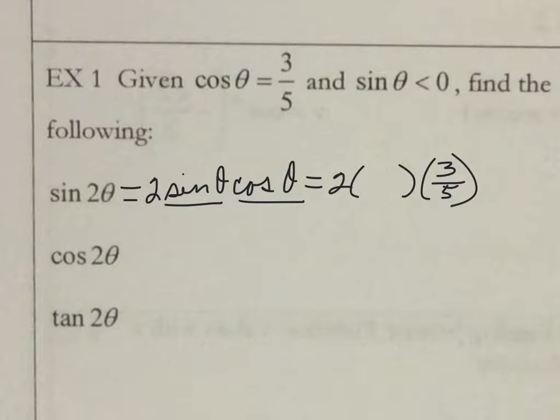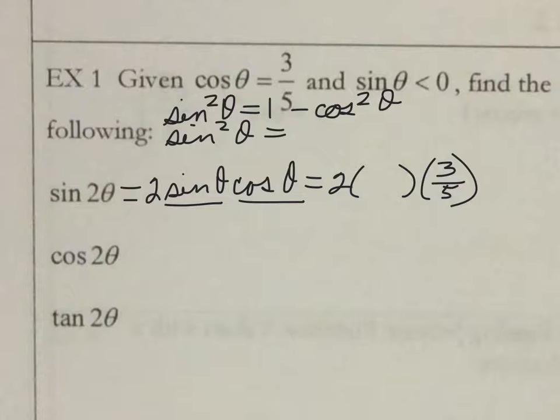Well, how can I get sine of theta? I can use some of the other identities that I already know. And we know that sine squared theta is equal to 1 minus cosine squared theta, which means sine squared theta is equal to 1 minus, and if we square that 3/5, we'd get 9/25, which is 16/25.